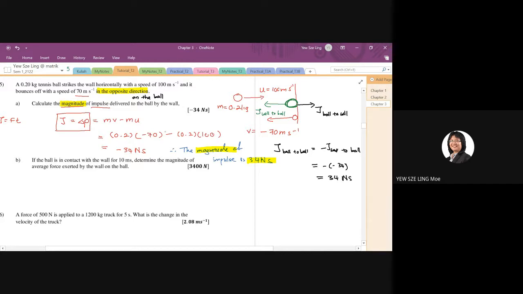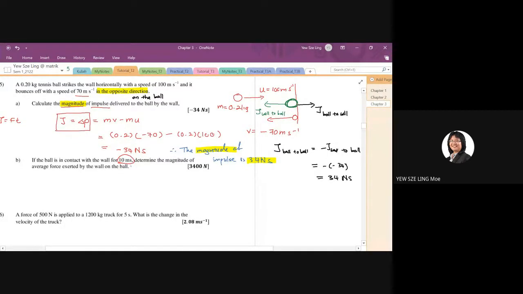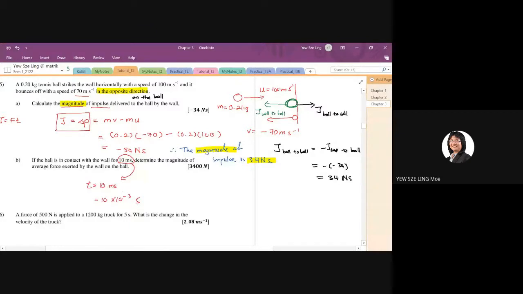All right. So question B. If the ball is in contact with the wall for 10 ms, now this 10 and ms, because m and s are stuck together, it means 10 millisecond. So time is equal to 10 millisecond, which is equal to 10 times 10 to the power of negative 3 second. This is another very common mistake in the exam, where students say, I have 10 meters second. What does it mean by 10 meters second? I also don't know.